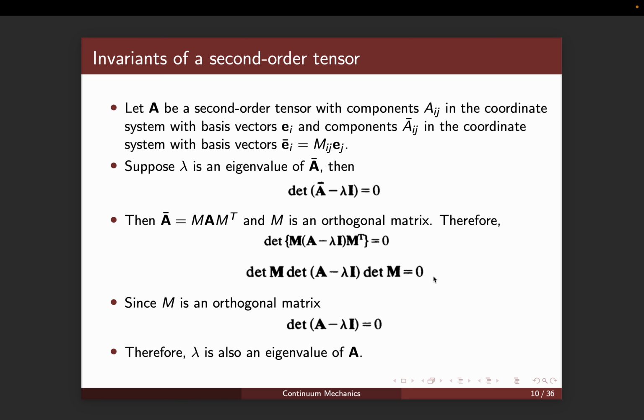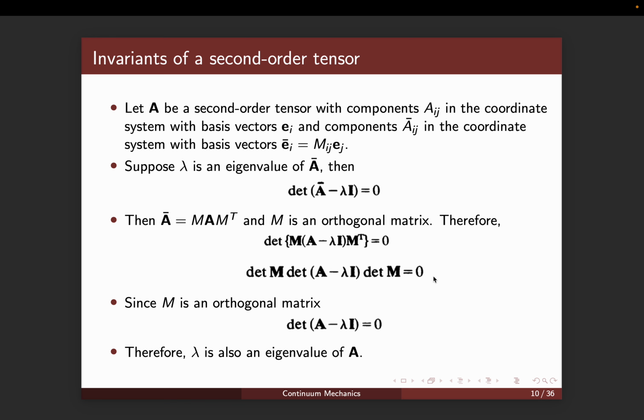Suppose lambda is an eigenvalue of A bar, so it satisfies the characteristic equation which comes from the determinant of A bar minus lambda I equal to 0. Then A bar is related to A through the orthogonal matrix. In expression it is M transpose A M. So therefore in this determinant expression, in place of A bar we write M transpose A M.